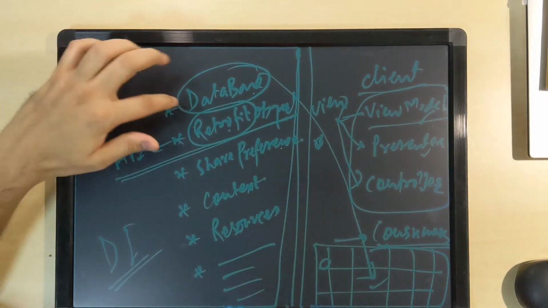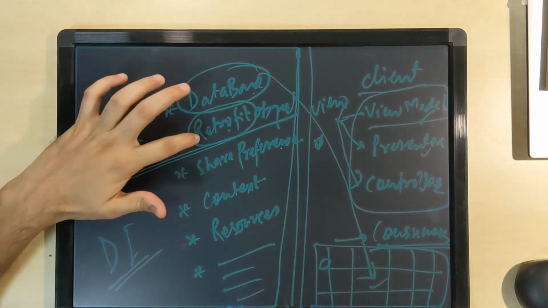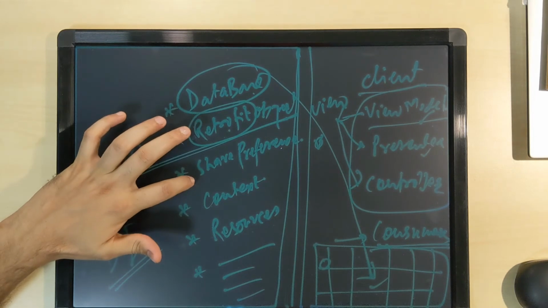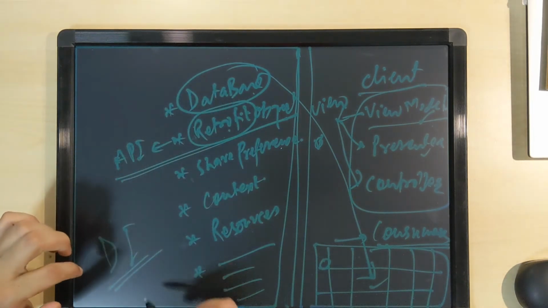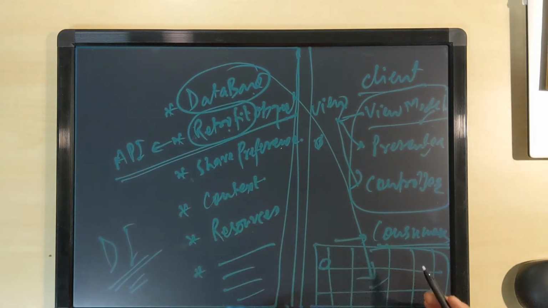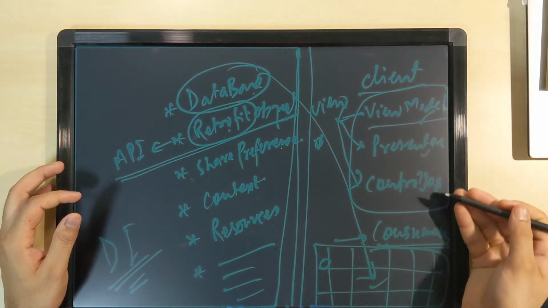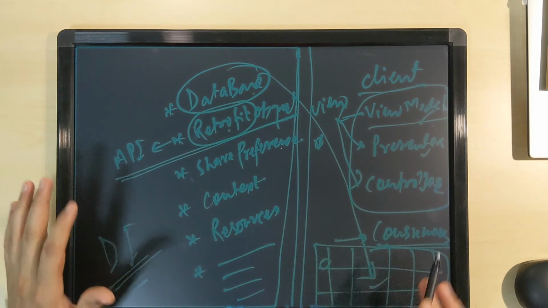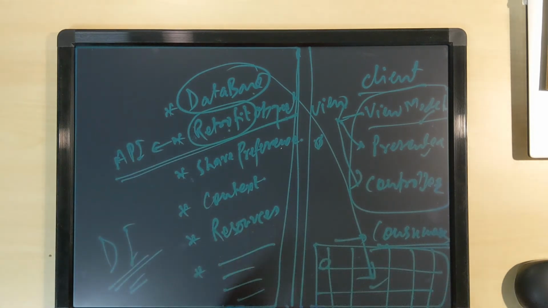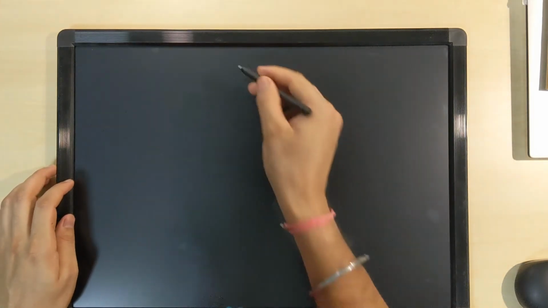So dependency injection will create your database object, retrofit objects, shared preferences object, all things defined in your dependency injection. And whenever you want to use them, like in your controller, whether you are using a view model, presenter, anything, you just use it. So let's see the benefit of dependency injection.